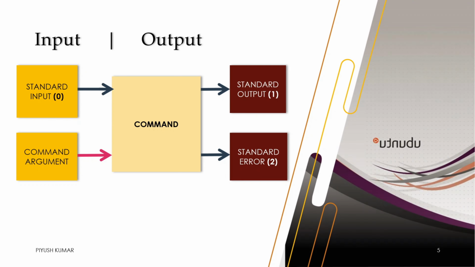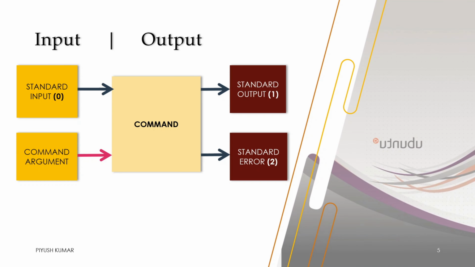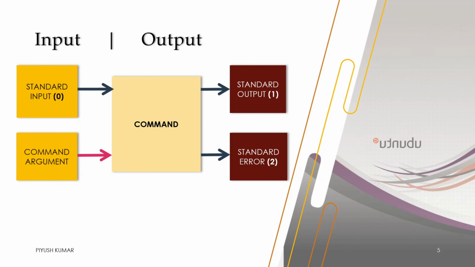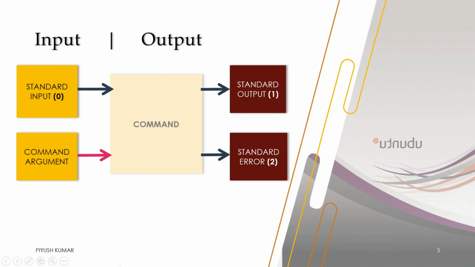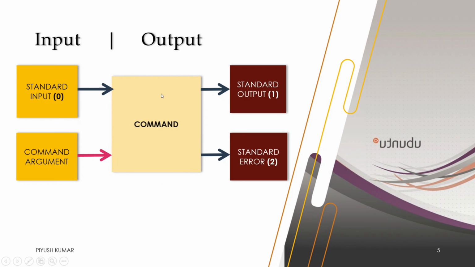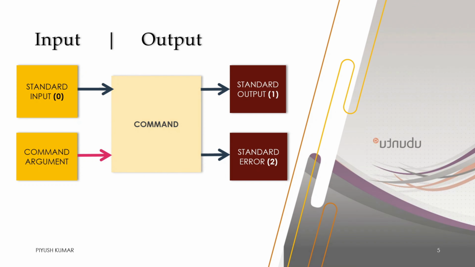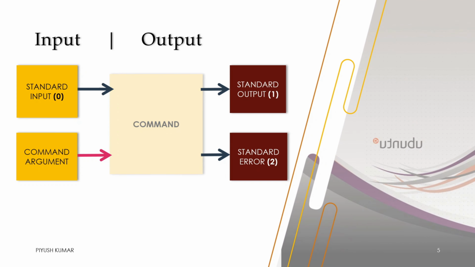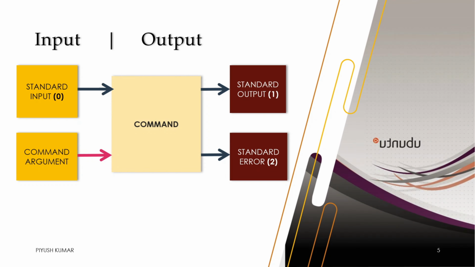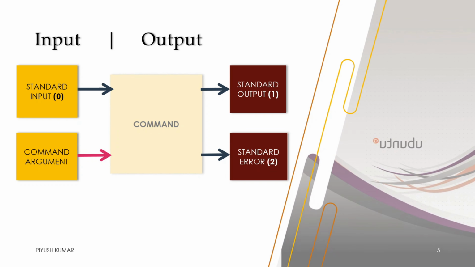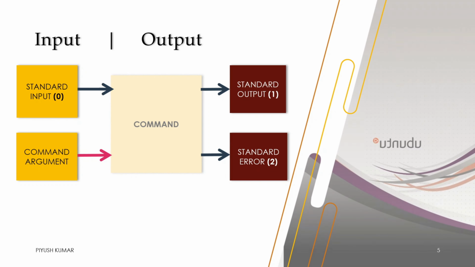A command can take two types of inputs, and at the same time it gives two types of outputs. On the left, we see the two input streams that are moving towards the command. One is the standard input that the command takes from the terminal. It means we just type and enter a command in the terminal without mentioning any parameter or option, and we get to see the standard output already known to the computer.